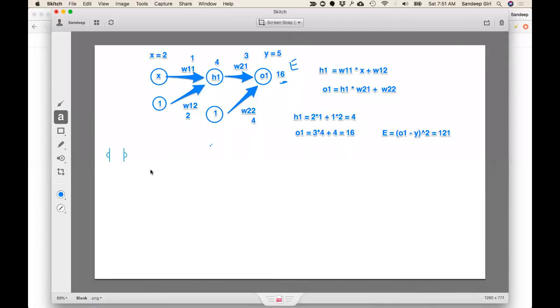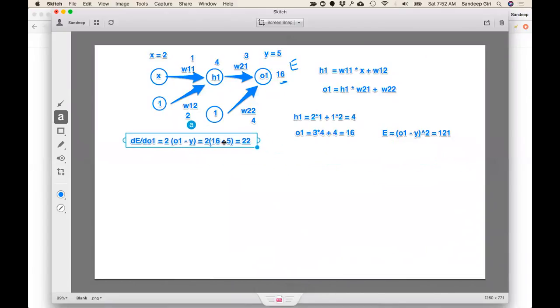Okay, so dE by dO1. The rate of change of this O1 is 2 into, like this equation right here. So if we differentiate this with respect to O1, we will get what? 2 into O1 minus y. All right, so how much is this? 2 into 16 minus 5, which is 22, right? Okay, is this clear to everybody?